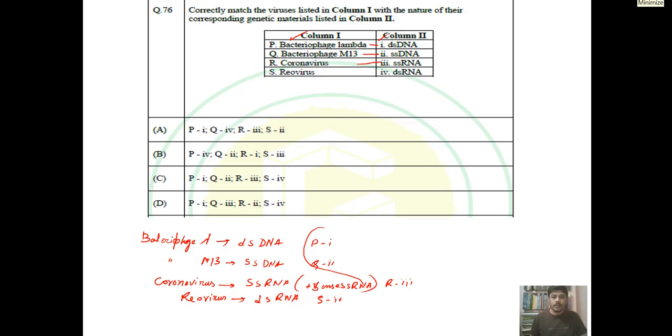So P1, Q2, R3, S4. P1, Q, so this is wrong. P4, this is also wrong. P1, Q2, R3, S4, this was the correct answer. Let's see, P1, Q2, this is also wrong. So the correct answer for this question is option C.